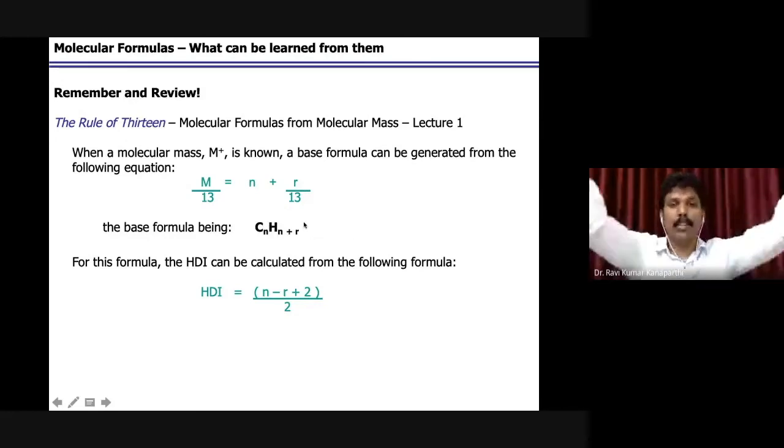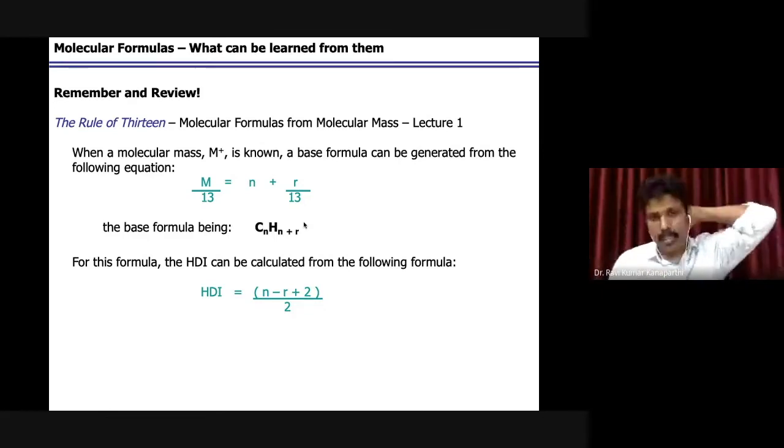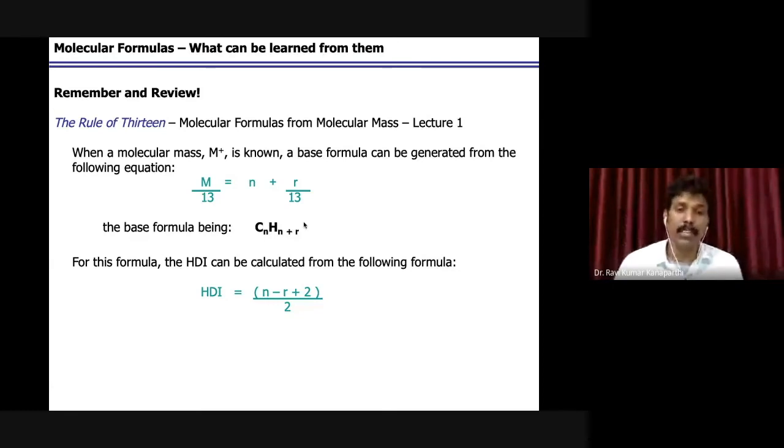So this is the rule of 13 that you can apply to say whether a particular peak is a fragmented one or a molecular one. Similarly, you can also use the hydrogen deficiency index. That is another formula that can be applied to the fragmented ion or the molecular mass to say whether a particular one is a molecular ion peak or not.